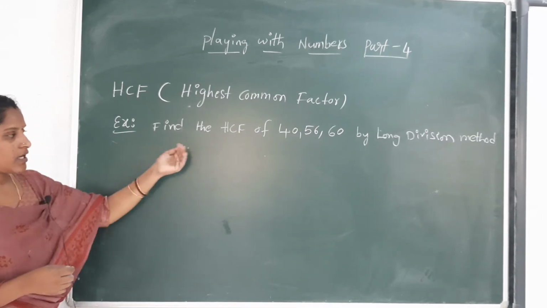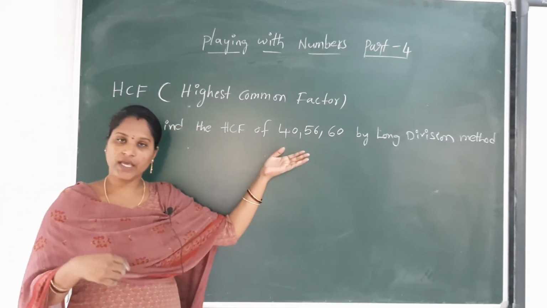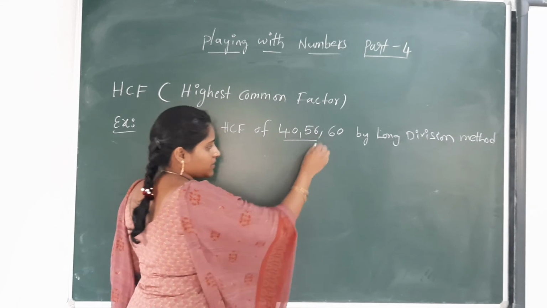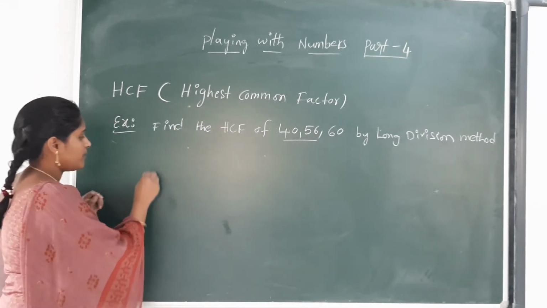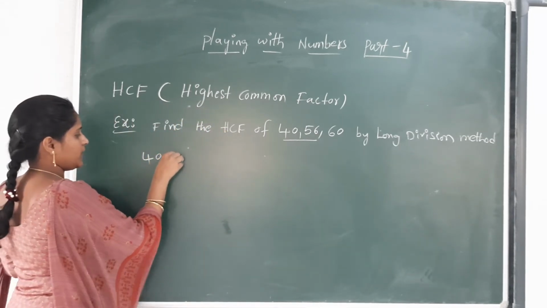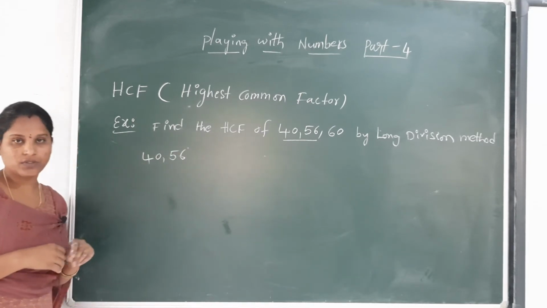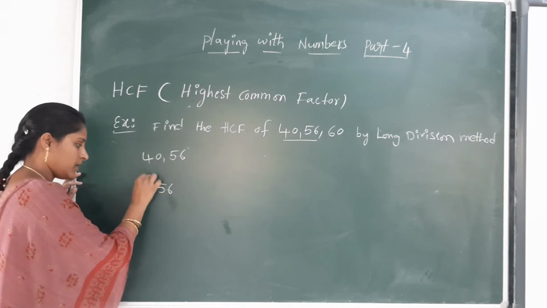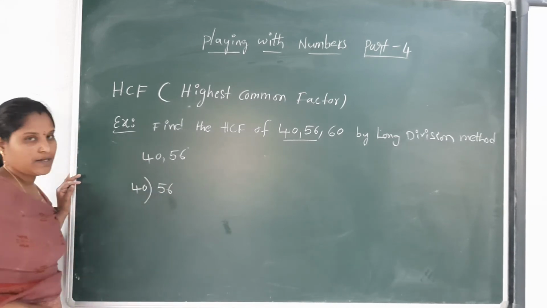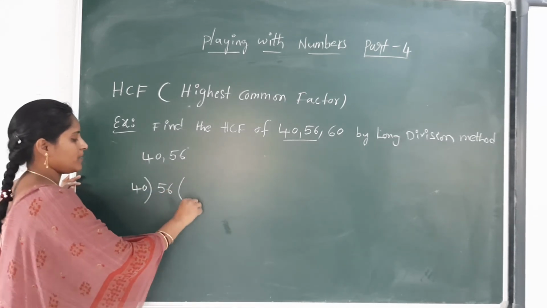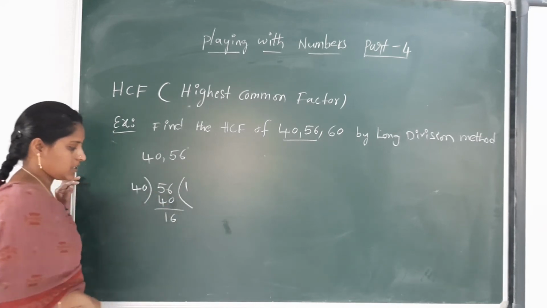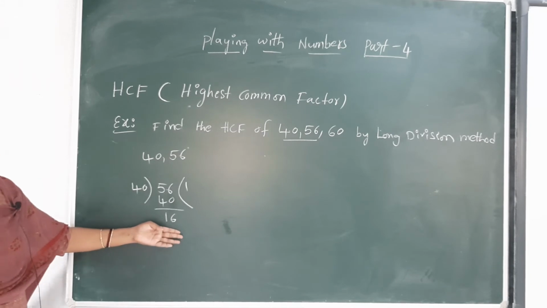Yes, here we have three numbers. From these three numbers we have to consider any two numbers. I have taken these two numbers, first 40 and 56. From these two numbers, the biggest is the dividend, and the smallest is the divisor. How many times possible? 1 time 40, 16. So here the remainder is 16.